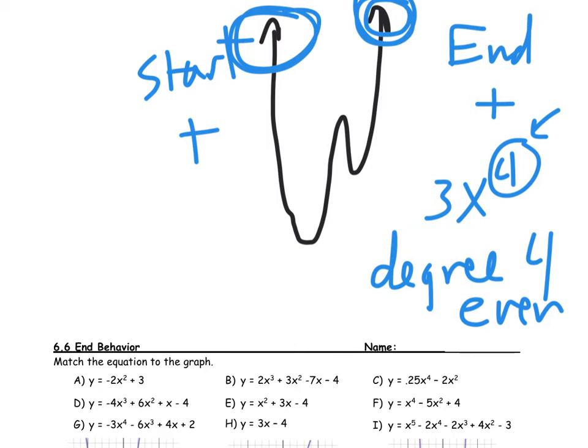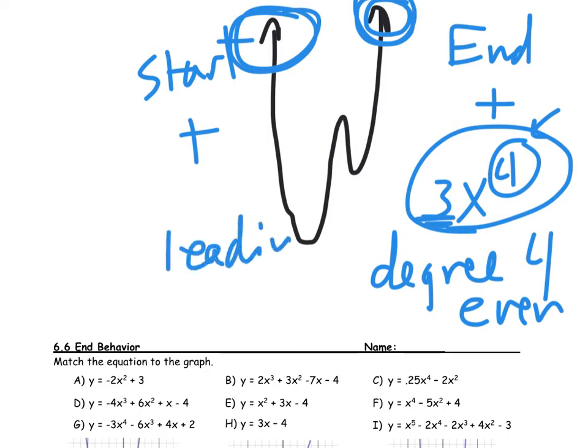If this would have been an odd degree, like 3 or 5, the graph might look something like this. This would be an odd degree. The start and the ends are going in opposite directions, and that's for odd degrees, like 3, 5, 7, whatever. We also talk about the leading coefficient. Now, this is degree 4, that's my highest power. So this is my leading term. So my leading coefficient is 3.